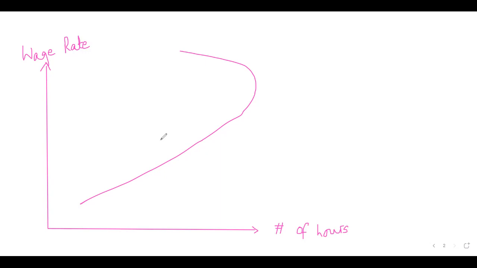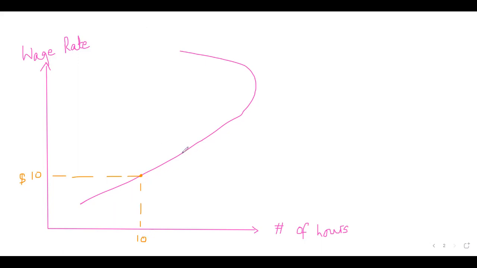Now, the upward sloping part should be very simple and obvious. So have a look at this, Abdullah. If I'm being paid, let's say, $10 or $12 an hour, which is the minimum wage in most countries, you might know. In the USA, $10 per hour is the minimum wage. So this is the lowest someone can earn. So let's say with that wage rate, someone is willing to work 10 hours per day.